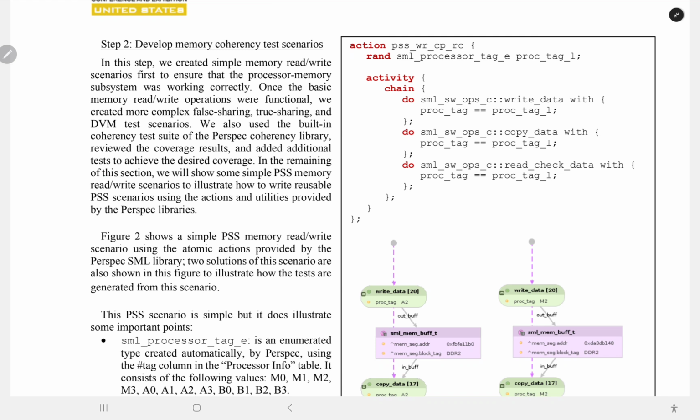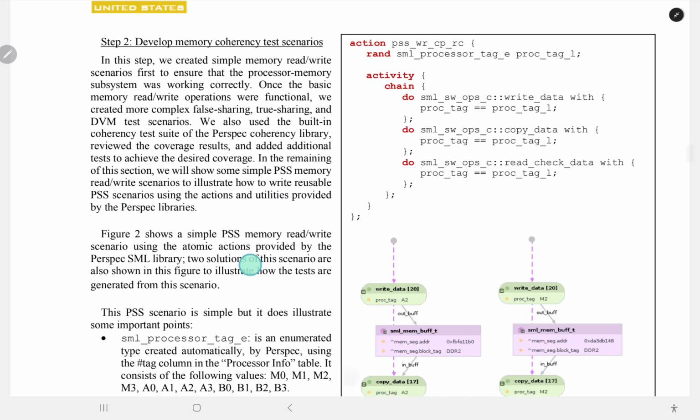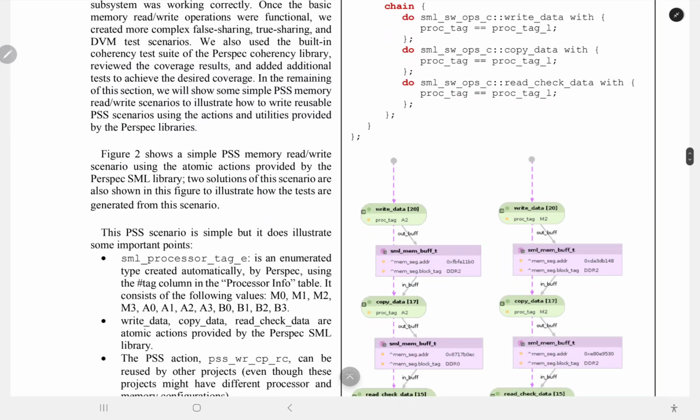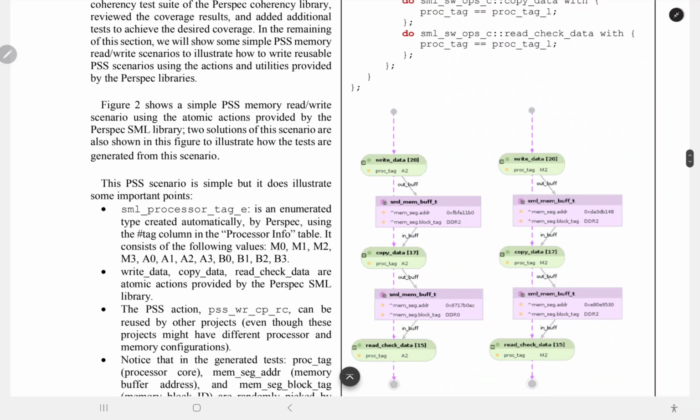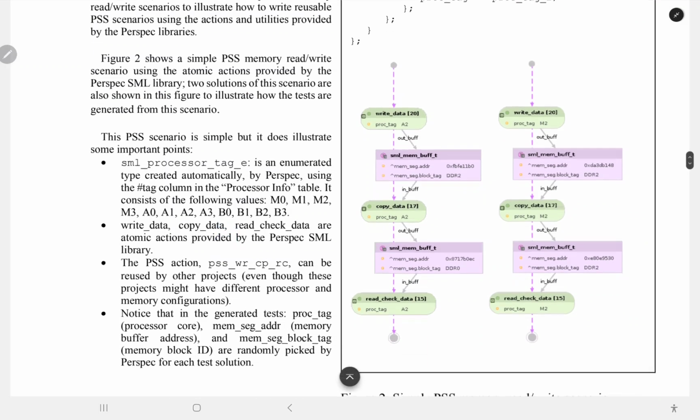In the remainder of this section, we will show some example PSS memory read and write scenarios to illustrate how to write reusable PSS scenarios using the actions and utilities provided by the Perspec libraries. Figure 2 shows a simple PSS memory read and write scenario using the atomic actions provided by the Perspec SML library. Two solutions of this scenario are shown in the figure to illustrate how tests are generated from this scenario. This PSS scenario is simple, but it does illustrate some important points.